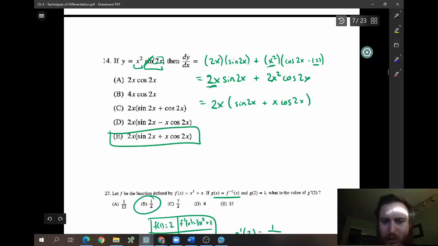Then we can factor out a 2x from each term. So we get 2x times (sine of 2x plus x cosine of 2x).